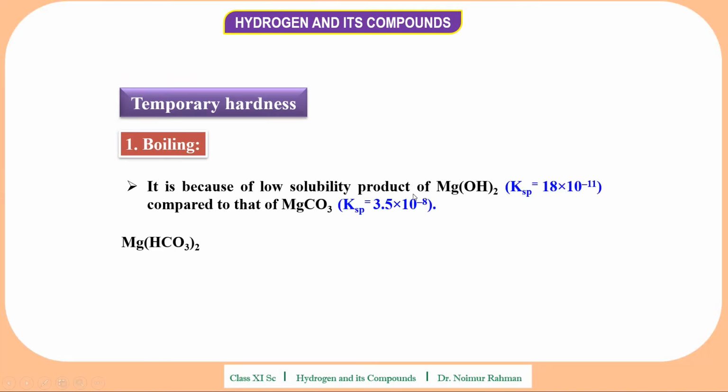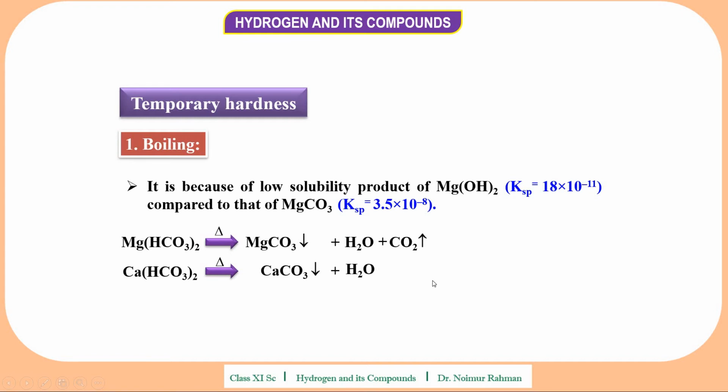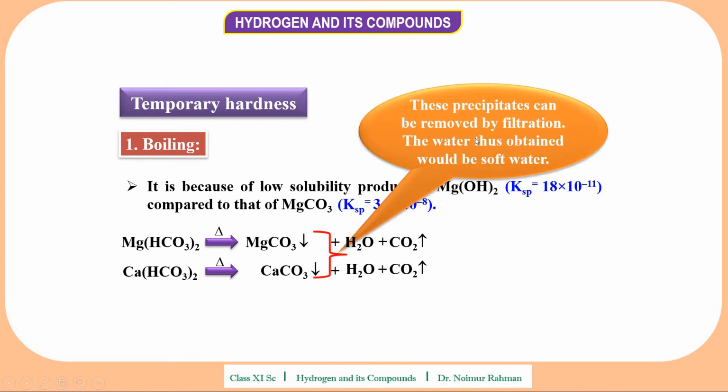It is because of the low solubility product of magnesium hydroxide as compared to that of magnesium carbonate. We are taking magnesium hydrogen carbonate. When heated, it produces magnesium carbonate along with water and carbon dioxide. And calcium hydrogen carbonate, when heated, produces calcium carbonate, water and carbon dioxide. These two are the precipitates formed which can be filtered off, and thus soft water can be generated.